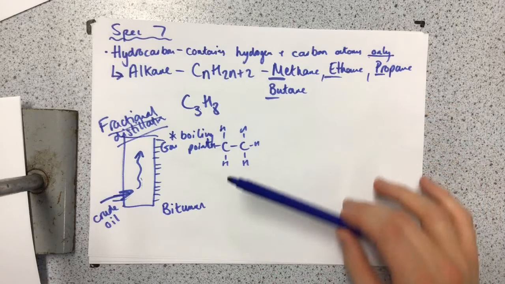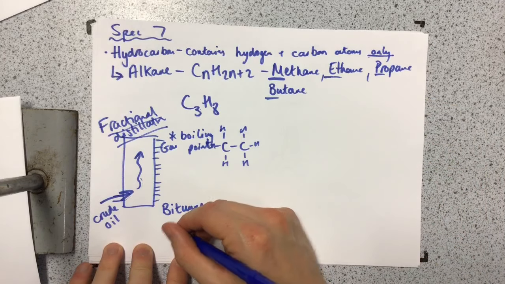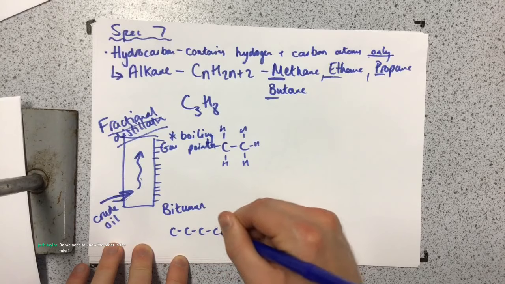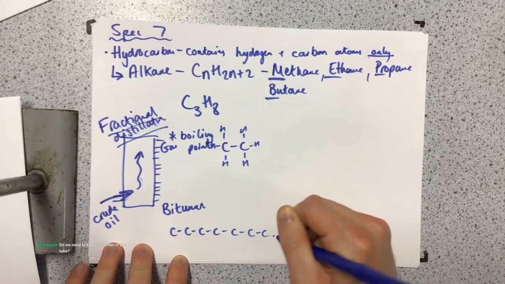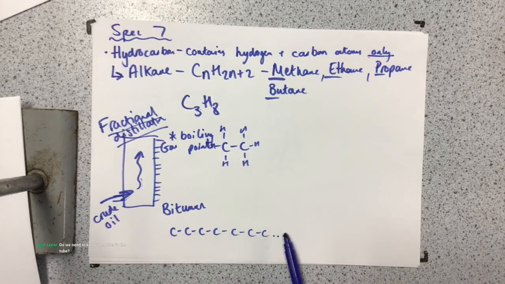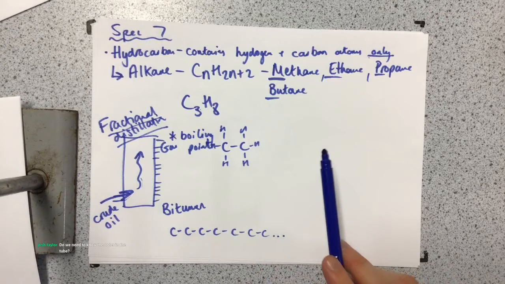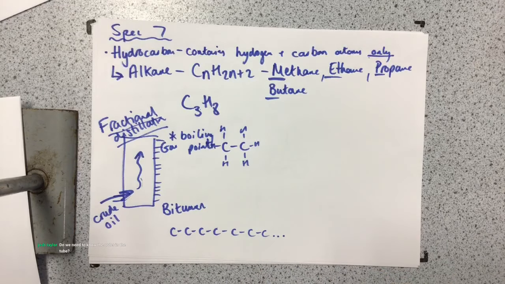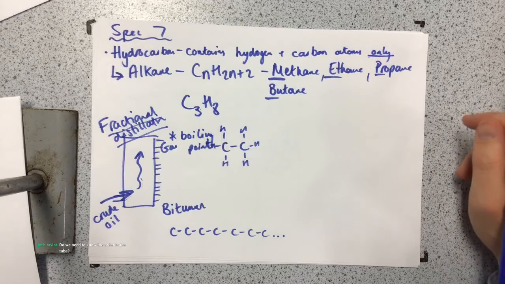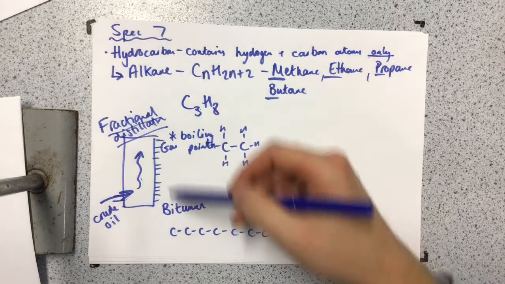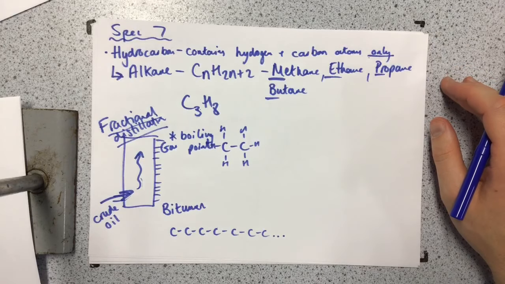Whereas, for example, the lower ones down, which are really long chains, and we're talking lots and lots of carbons. I could keep on going with this. I could go much longer than that one that I've drawn. They would have much greater forces. So therefore, because there's greater forces, you're going to need a higher temperature in order to get them to boil. So that is the reason that they sit where they do in the fractionating column.